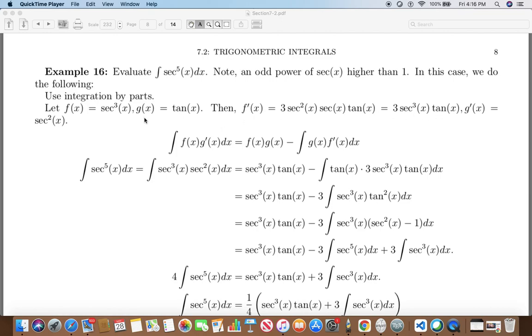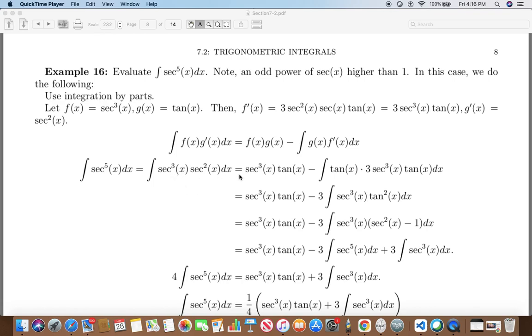On the other hand, the derivative of g is secant squared. That is what we wanted, right? The derivative of g to be secant squared. So now integration by parts: the integral of f g prime is fg minus the integral of g f prime. So the integral of secant to the 5th power is the integral of secant to the 3rd power times secant to the 2nd power dx, which is f g prime.